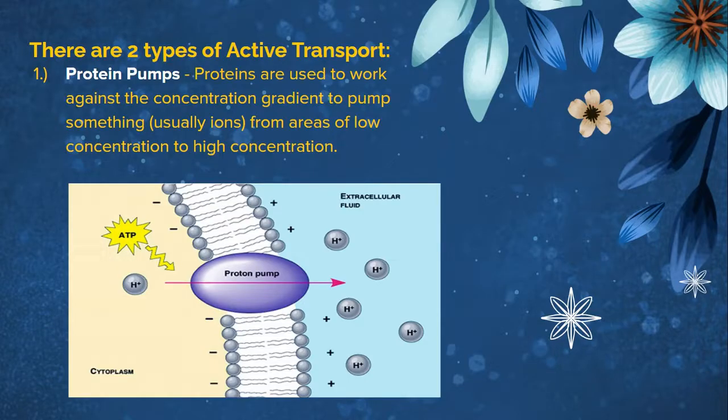The difference is when you look at the image, you're going to see the word ATP. In your notes, write ATP is equal to energy. It's the type of energy that our cells need. So it has that energy. If you see ATP in an image and then you see a protein, you know it's got to be a protein pump. The protein actually pumps the molecule through.